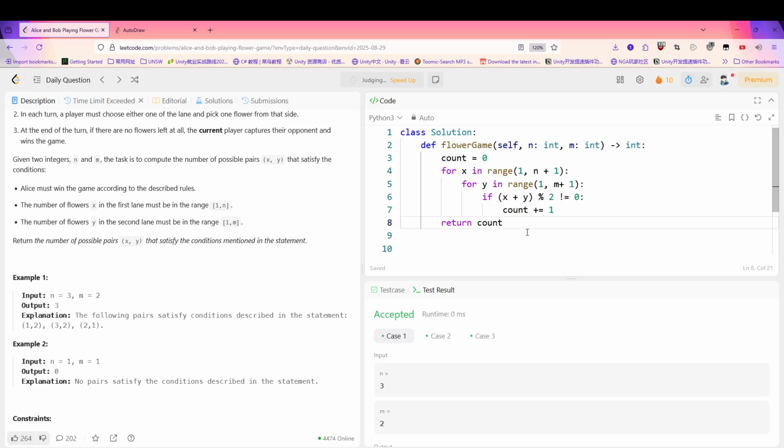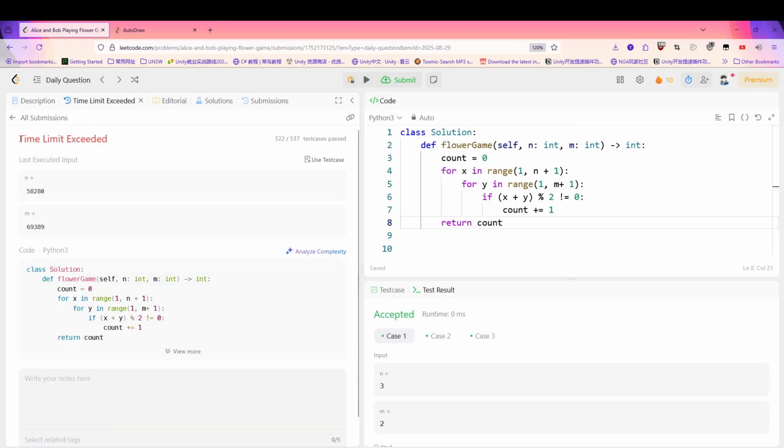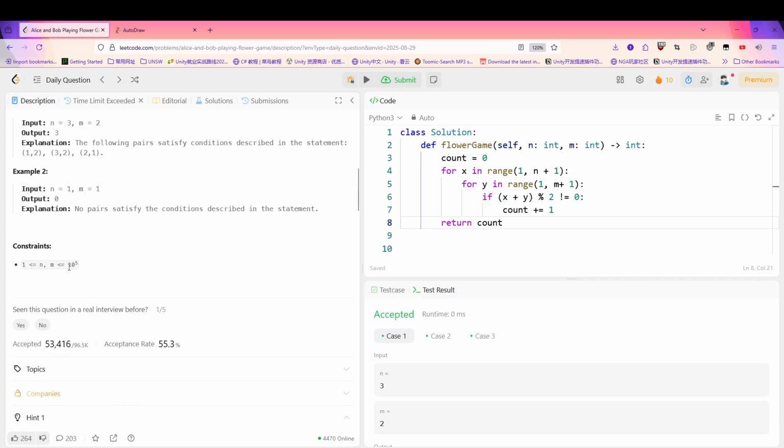Oh, what's going on here? Okay, boom. TLE error, time limit exceeded. So why? Because in this situation, our time complexity is O(m times n), and our constraints are very large, so the time limit exceeded will explode in your face.